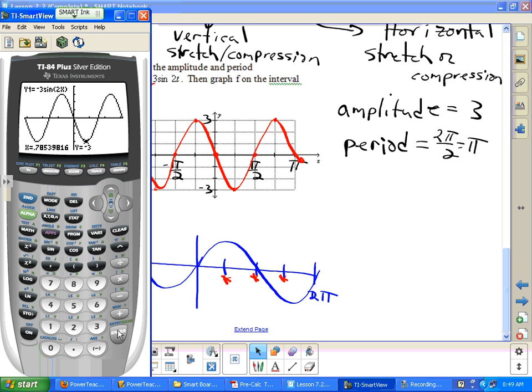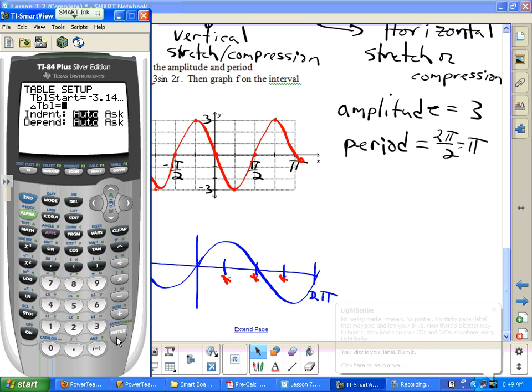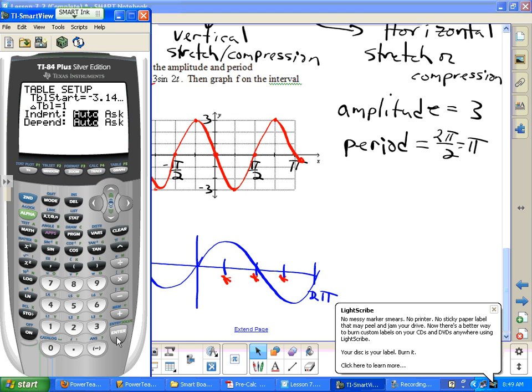And that's one of the things you might want to do. When I go to my table setup, if I start at negative pi, and since the period is pi, I'm going to divide the period into fourths. Isn't that what I did here? We've always divided into fourths. So pi divided by 4 would be my increment. If I make that pi divided by 4, it's going to match what I have in my graph.